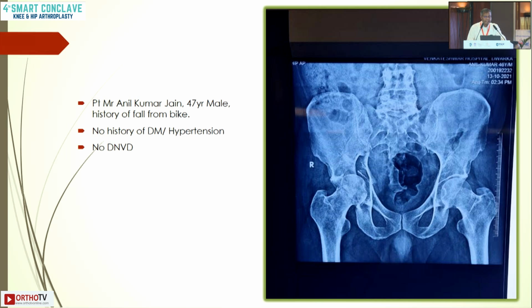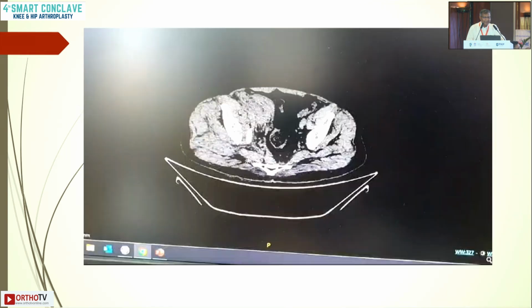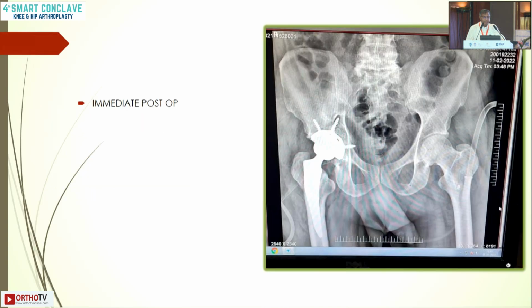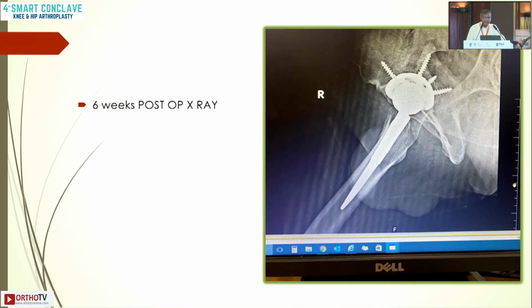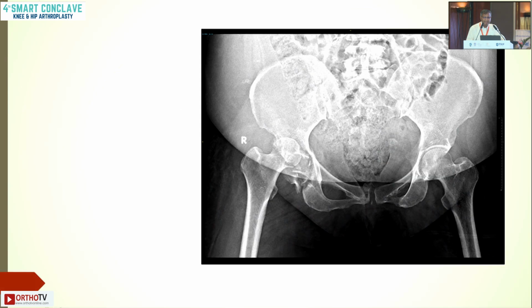This is another case, a 47-year-old male, history of fall at home. There was a history of RTA, diabetic, hypertensive. Here in this case, a posterior column fracture was there. So I put a trochanteric and upper tibial skeletal traction for 1.5 months. And after 3.5 months, the patient came for follow-up, and this is the X-ray after 3.5 months. So I did total hip replacement in this case. This is the 6-week X-ray, 10-week, 6 month, and this is another case.